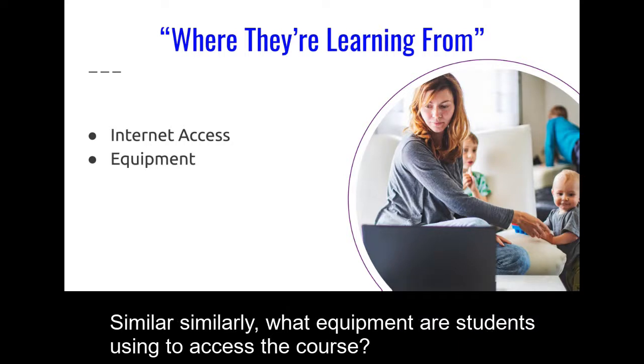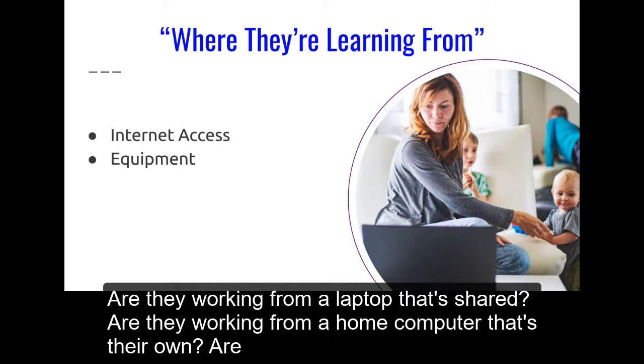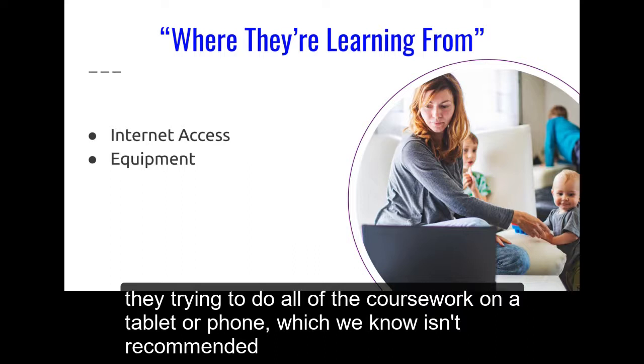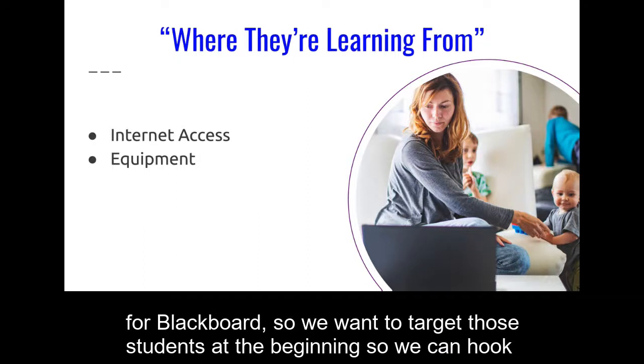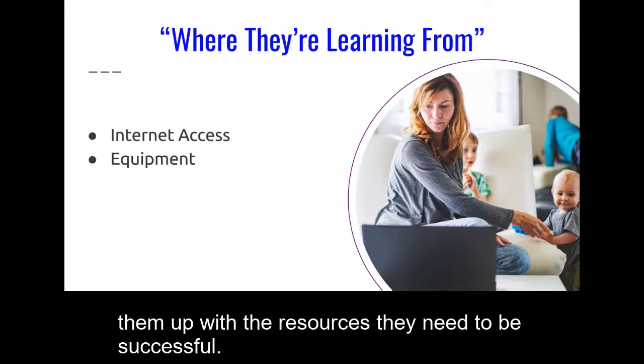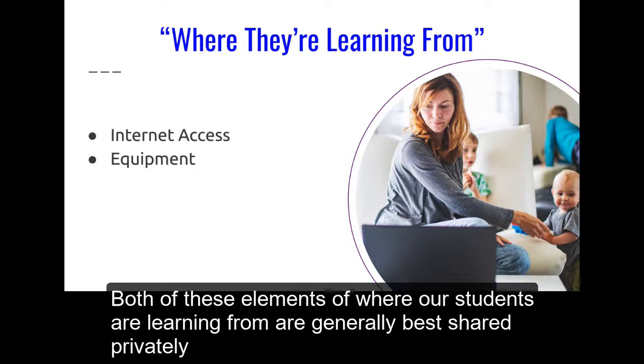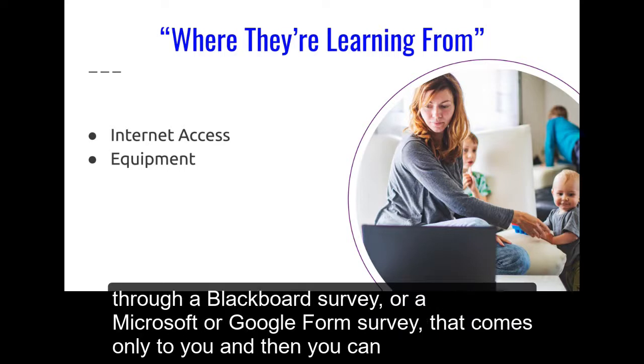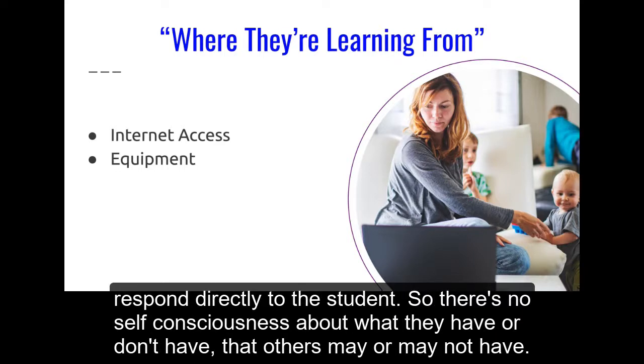Similarly, what equipment are students using to access the course? Are they working from a laptop that's shared? Are they working from a home computer that's their own? Are they trying to do all of the coursework on a tablet or phone, which we know isn't recommended for Blackboard. So we want to target those students at the beginning so we can hook them up with the resources they need to be successful. Both of these elements of where our students are learning from are generally best shared privately through a Blackboard survey or a Microsoft or Google Form survey that comes only to you, and then you can respond directly to the student. So there's no self-consciousness about what they have or don't have that others may or may not have.